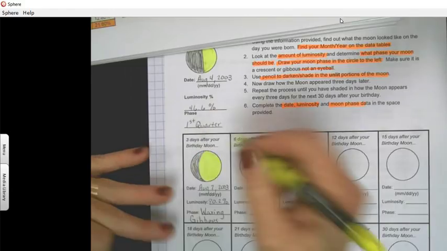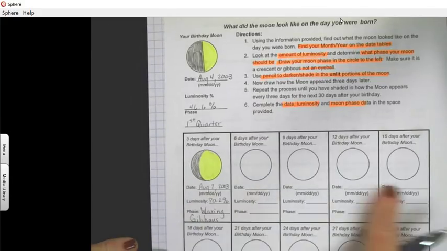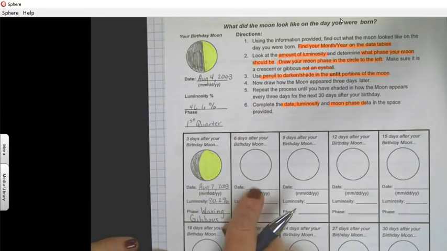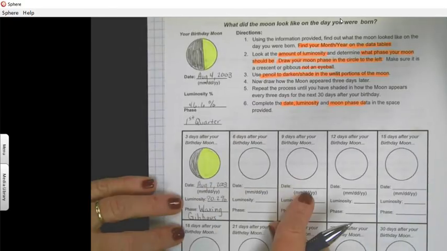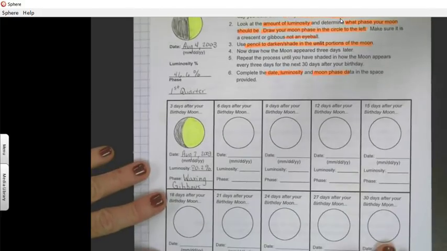Okay, so I have this. Then I'm going to continue every 3 days. I'm going to look. So August 7th plus 3 would be August 10th. And then August 10th plus 3 would be August 13th. And I'm going to continue for the next 30 days.